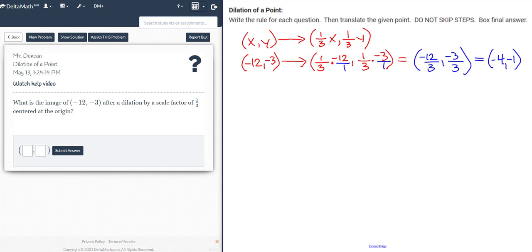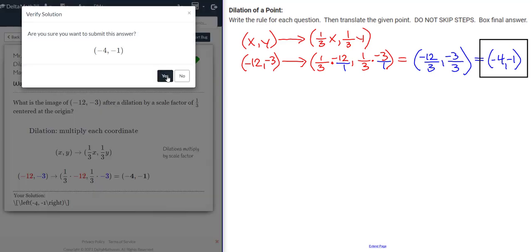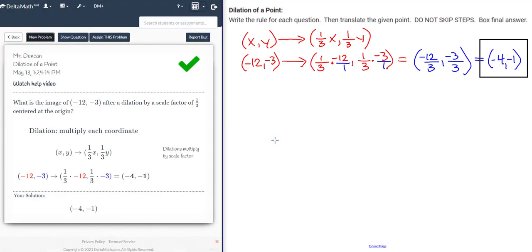And let's make sure that we box our final answer. So that's our final answer. The rule is on the first line, the point that we've been given is on the second line, and then we perform our calculations. So we should have negative 4 comma negative 1. And that's all you're doing.